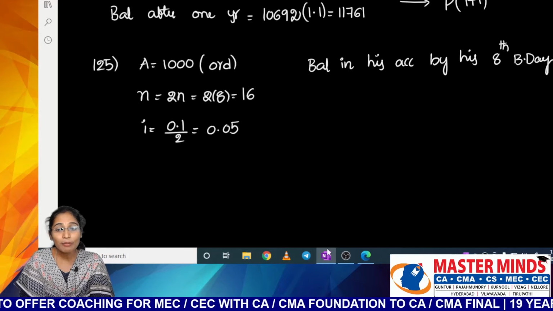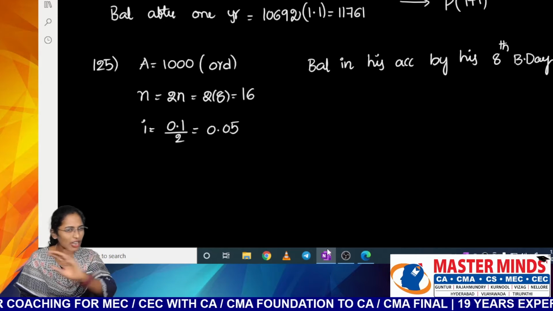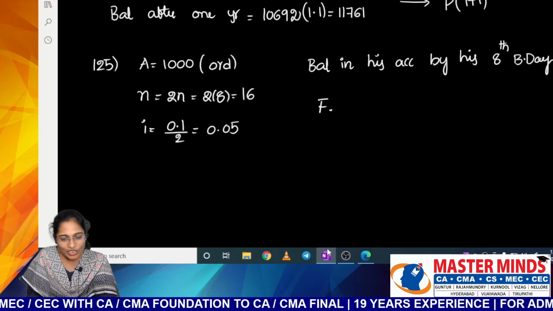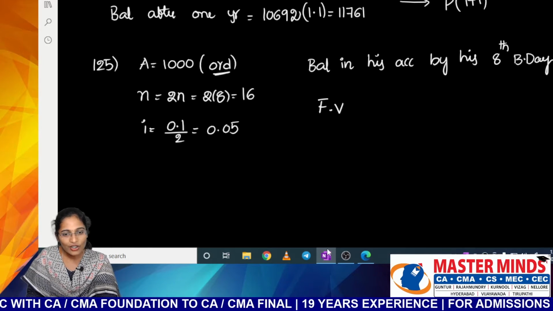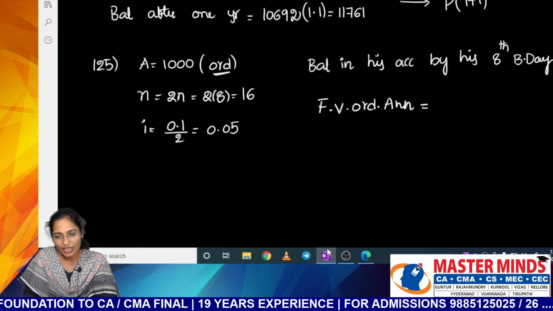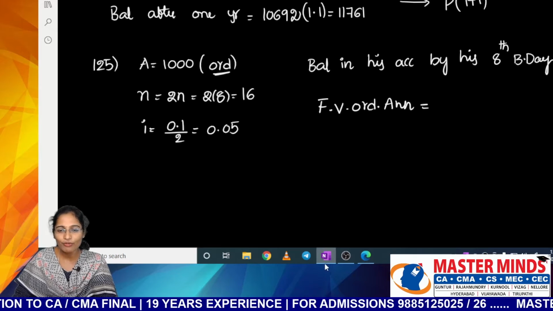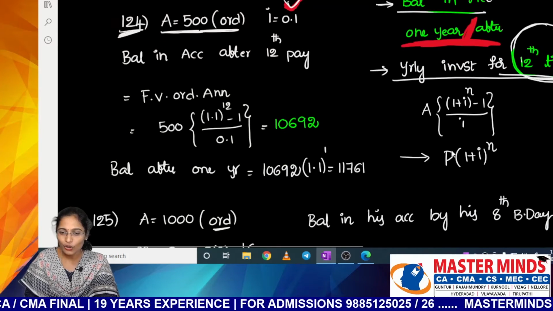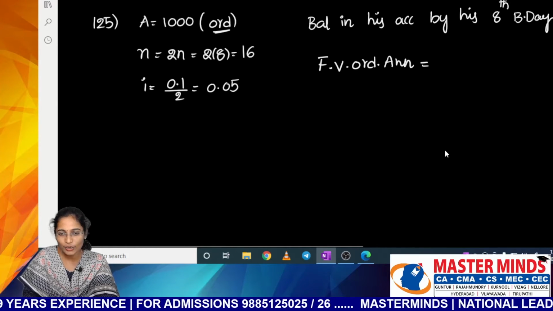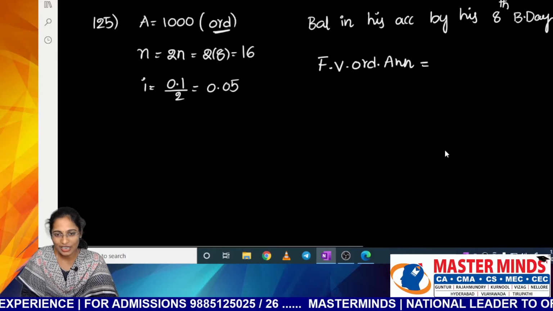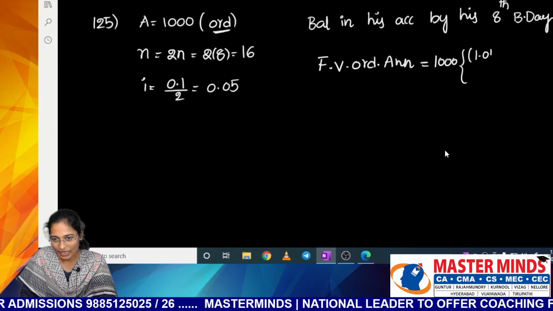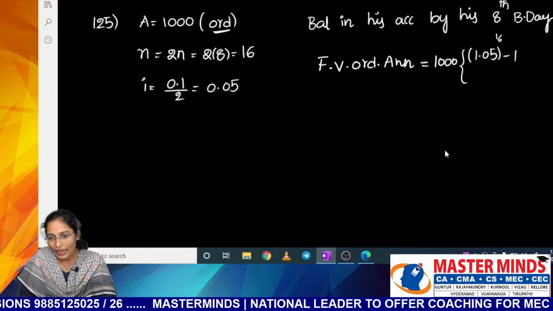Got it? So I'm talking about his 8th birthday, means I'm talking about present value or future value. Yes, I'm going to talk about future value. What kind of annuity is this, guys? Ordinary annuity. Future value of ordinary annuity. And the formula, which I have already written, is A into (1 plus I) whole power n minus 1, by I. Let me substitute all these values in this formula here. For some time, it is better to write down the formulas, okay?